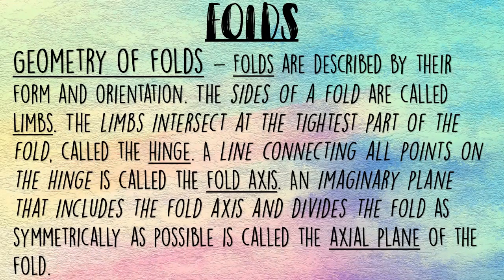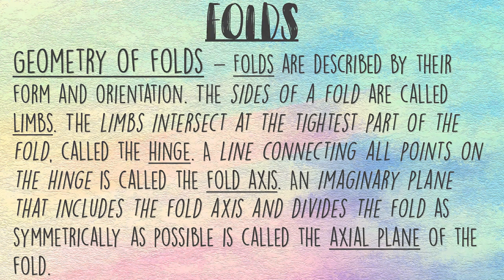Folds. Geometry of folds. Folds are described by their form and orientation. The sides of a fold are called limbs. The limbs intersect at the tightest part of the fold, called the hinge. A line connecting all points on the hinge is called the fold axis. An imaginary plane that includes the fold axis and divides the fold as symmetrically as possible is called the axial plane of the fold.